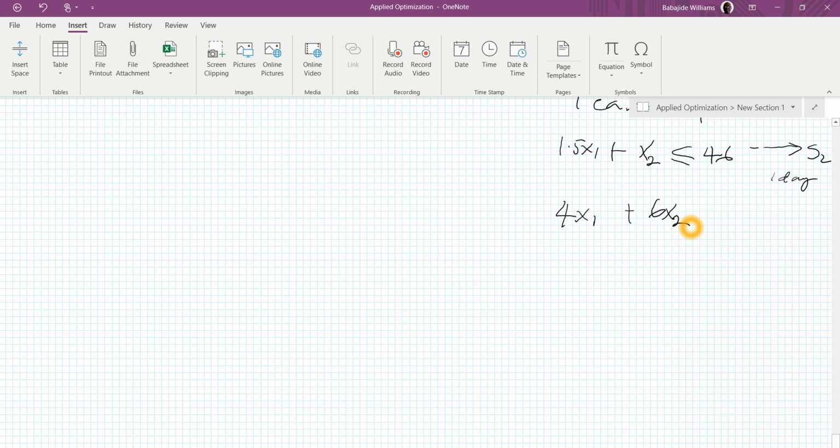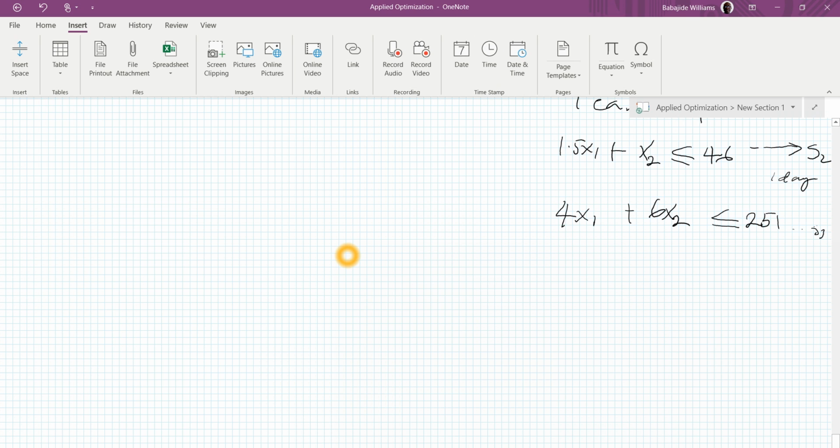6x2, that's also given, right? Must not be greater than 251, or equal to 251. Okay, this gives me another constraint right here. All right, okay, and now let's go on.